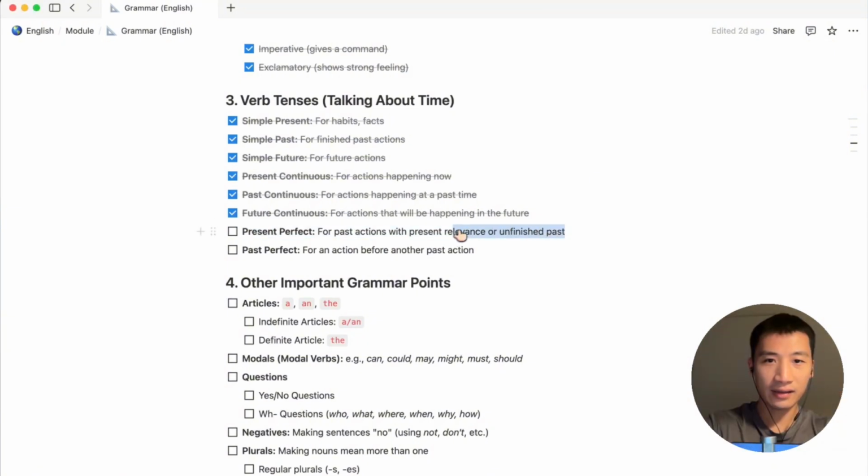How do I understand the meaning of past actions with present relevance or unfinished past? What does that mean? Past actions with present relevance means something happened in the past, but it's still important now. Unfinished past refers to a time period that isn't over yet. Does that make sense? Is that so?